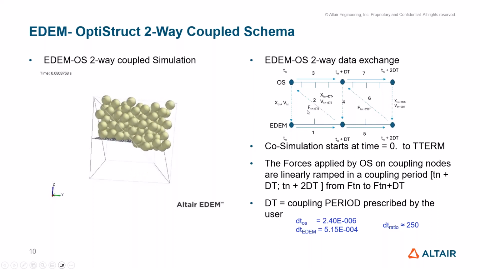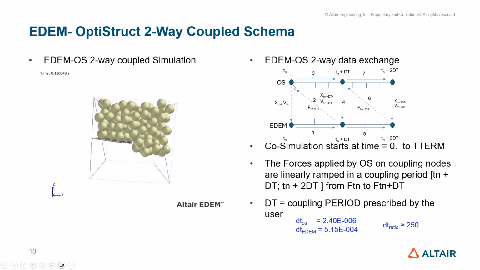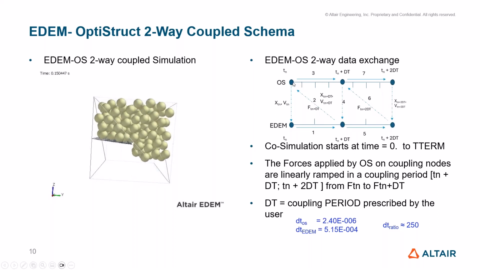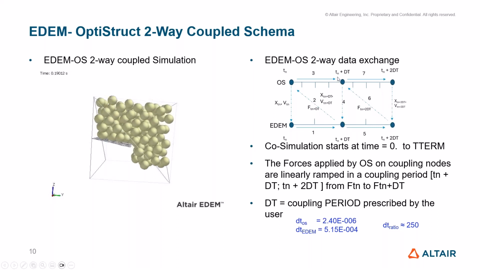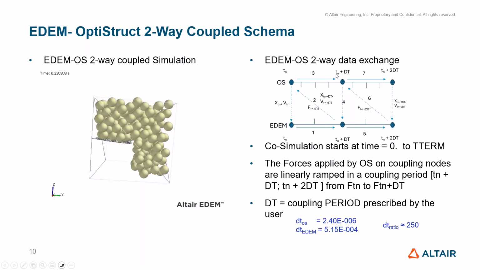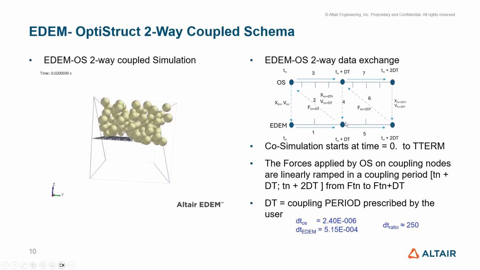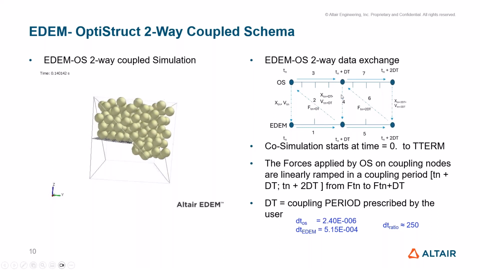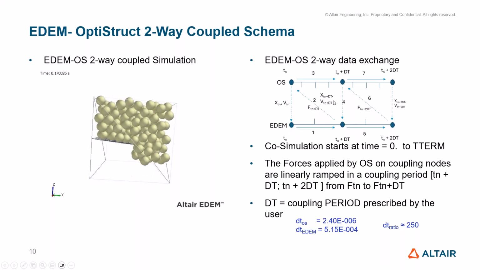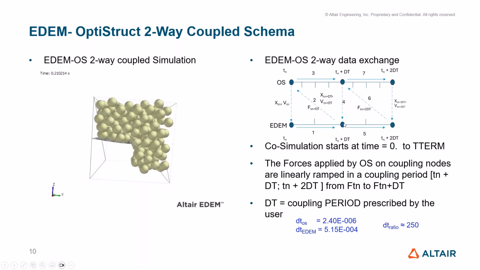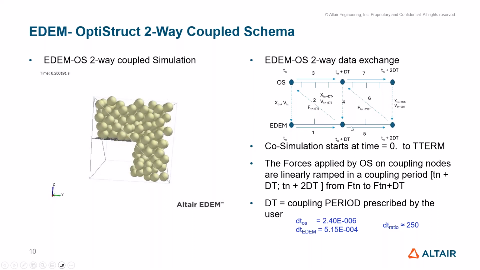Then OptiStruct performs FEA calculations until the new time increment of the OptiStruct solver, Tn plus dt, where dt is the OptiStruct time increment. We will discuss the OptiStruct and EDEM time increments when I explain the live demo case. Then OptiStruct transfers the nodal coordinates and velocity of the new time increment to EDEM, and EDEM starts the same step one again for the new time increment.